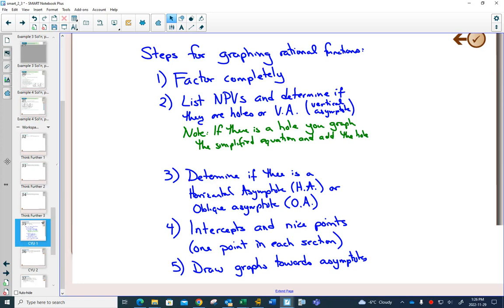Yeah, we'll still be doing work on this one. So if you want to write these steps, maybe you write them on page 106, because you got a lot of space there.